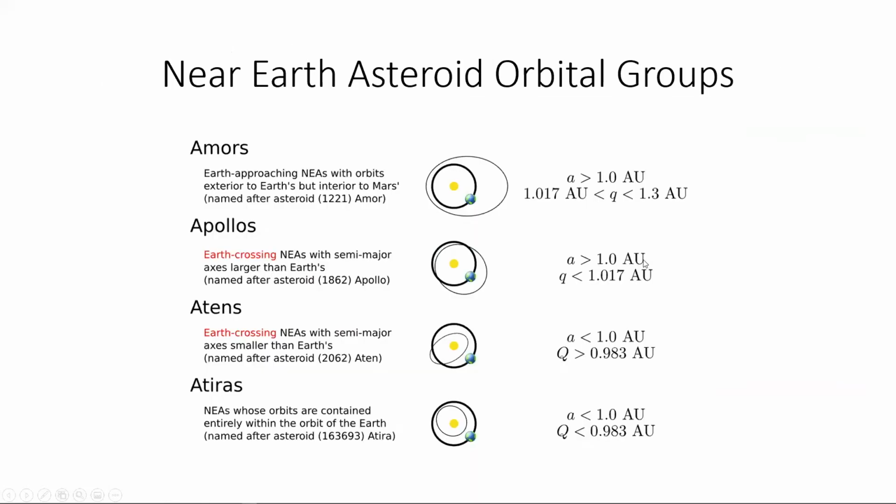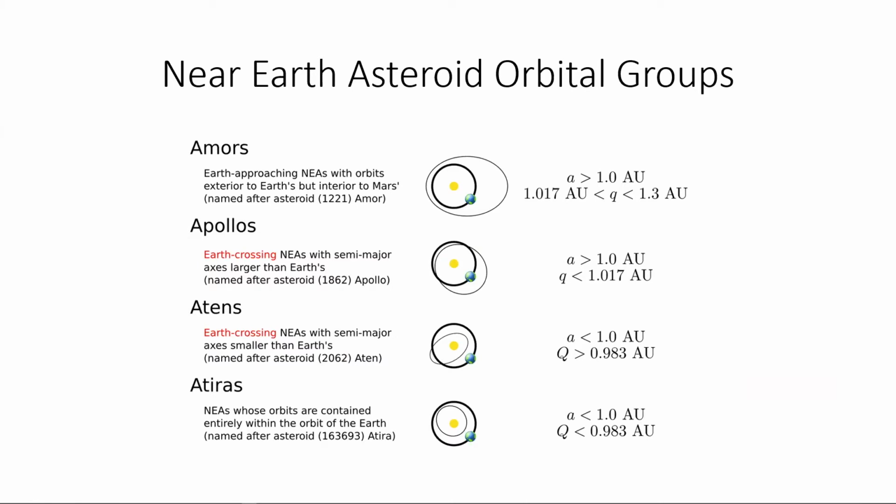Next, let's talk about how near-Earth asteroid orbital groups are identified. Everything that's happening near Earth between Mars and Mercury falls into four classes, and it has to do with the semi-major axis of each rock's orbit. Those that are approaching us but are exterior to our orbit, with a semi-major axis larger than Earth's orbit, are called Amors. I can't pronounce it right, so Amors is what I call it.